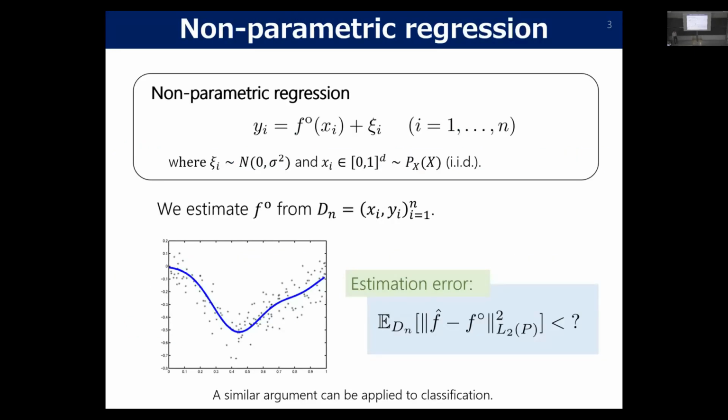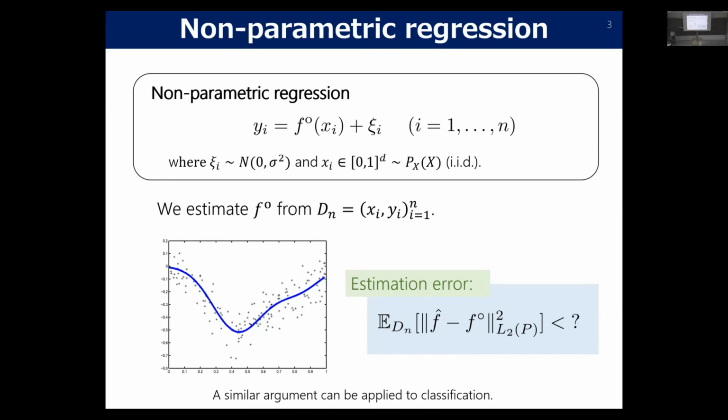In this presentation, I will talk only about the non-parametric regression problem, in which the output yi is given by f naught of xi plus noise epsilon i. We assume that the noise is i.i.d. Gaussian, and xi is from the 0, 1 unit cube in a d-dimensional space. This is our setting. Suppose that we have n data points, xi, yi for i equal 1 to n. Then we construct an estimator f hat.